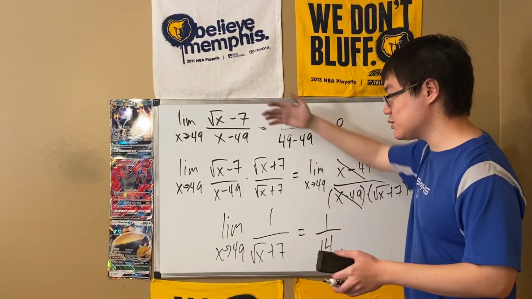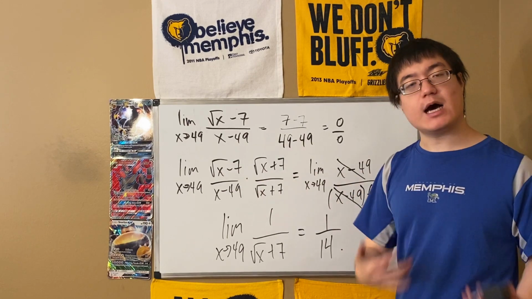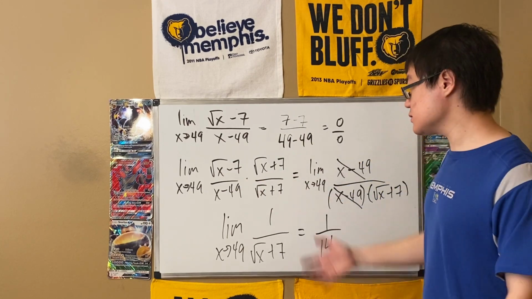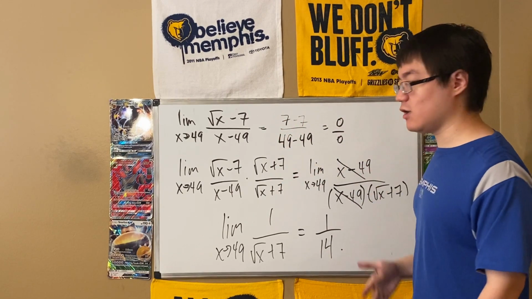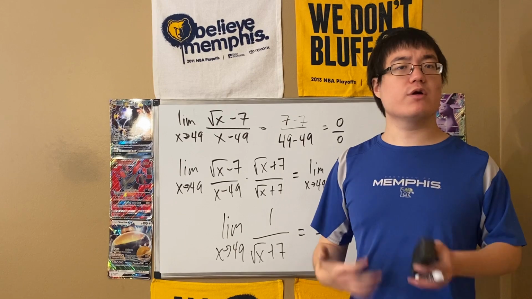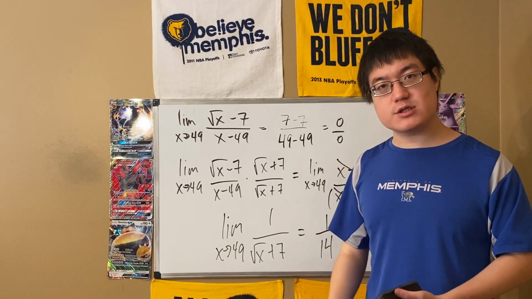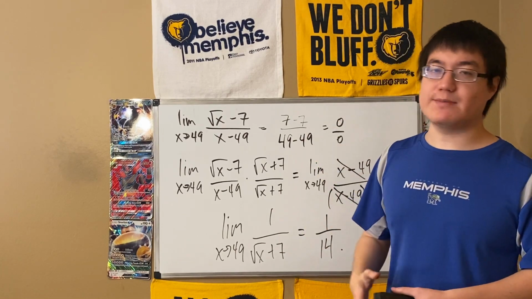For 0 over 0, the algebraic step, if it's square roots, now you know that you need to multiply by conjugates. This is how you multiply by conjugates. Once you do it correctly, you cancel things out and you plug in the number. So let's do one more of these sort of normal questions, and then we'll deal with absolute value later.